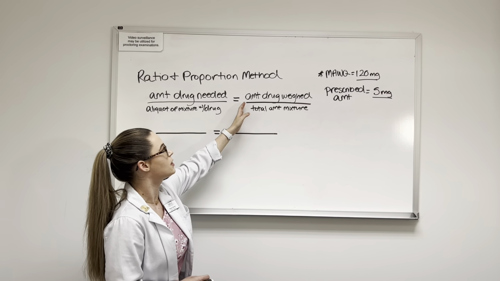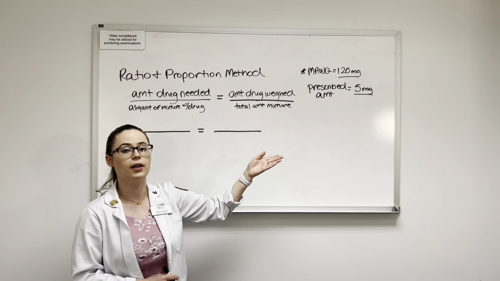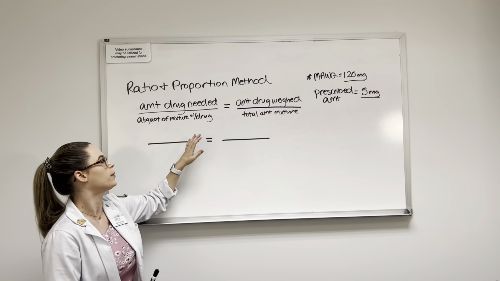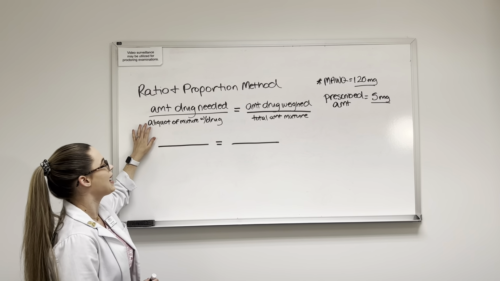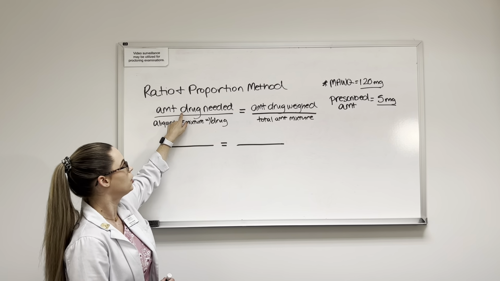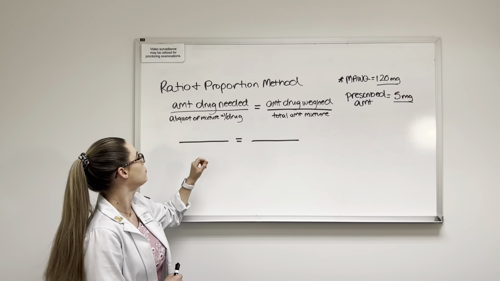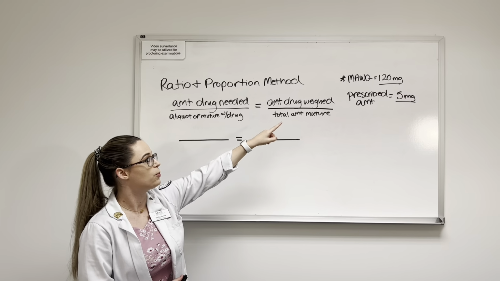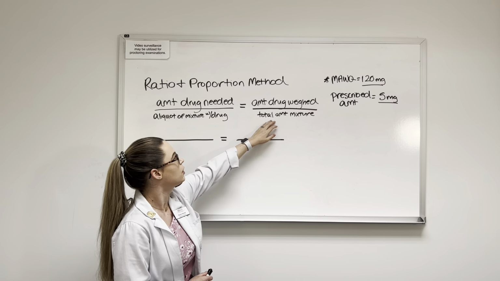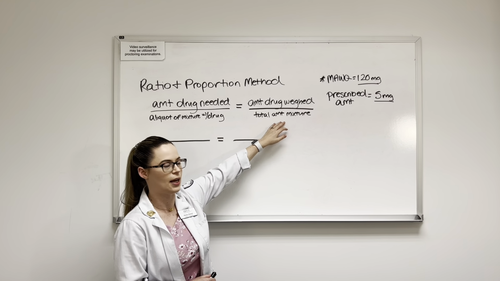On the right, this is the total amount of drug weighed. Remember, this must be greater than or equal to 120 milligrams. On the bottom, we look at mixture. On the left, we have the aliquot of the total mixture containing the drug amount needed. That is the amount of mixture that will contain 5 milligrams, and this also must be equal to or greater than 120 milligrams. And on the bottom right, this is the total amount of mixture. This is the number we are trying to calculate.